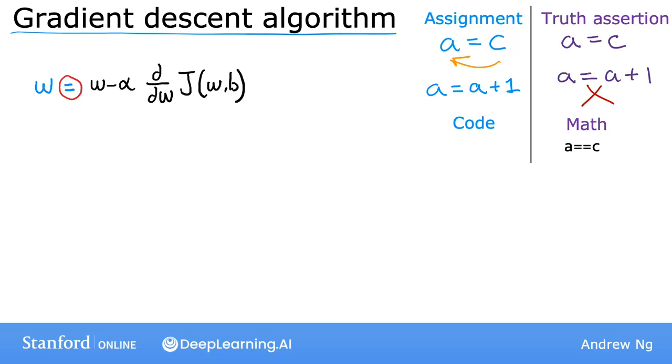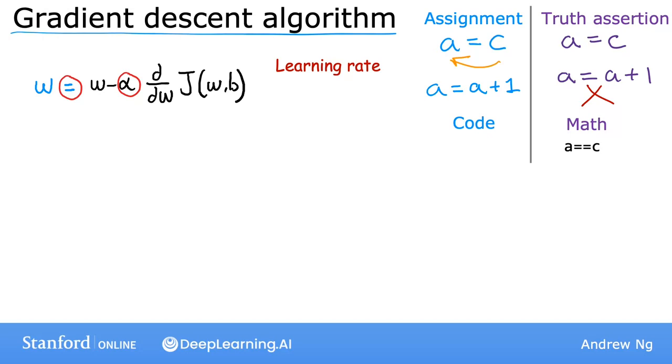Now, let's dive more deeply into what the symbols in this equation mean. The symbol here is the Greek alphabet alpha, and in this equation, alpha is also called the learning rate. The learning rate is usually a small positive number between 0 and 1, and it might be, say, 0.01. What alpha does is it basically controls how big of a step you take downhill.